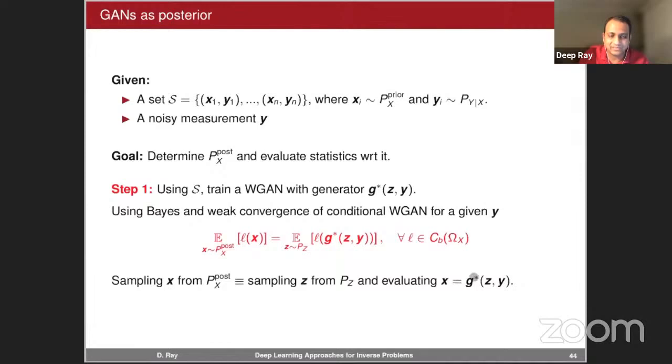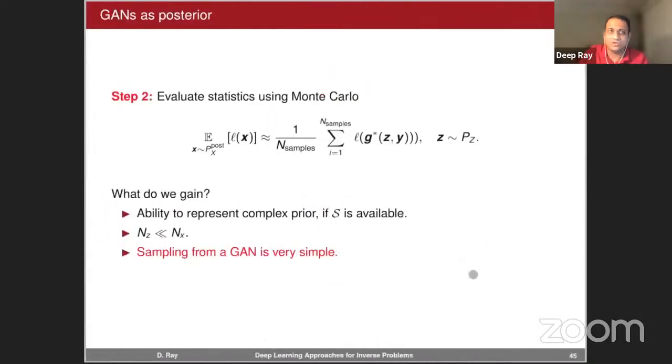So you're getting samples, and there is no longer any MCMC. You can directly take Monte Carlo statistics of the G star of Z and Y that you're getting. So the advantage is, again, you're able to represent complex priors if the data set is available. You have dimensionality reduction because NZ is much, much smaller than NX. But now you're only sampling from the GAN when it's trained, and there is no longer any MCMC. So sampling becomes much simpler.